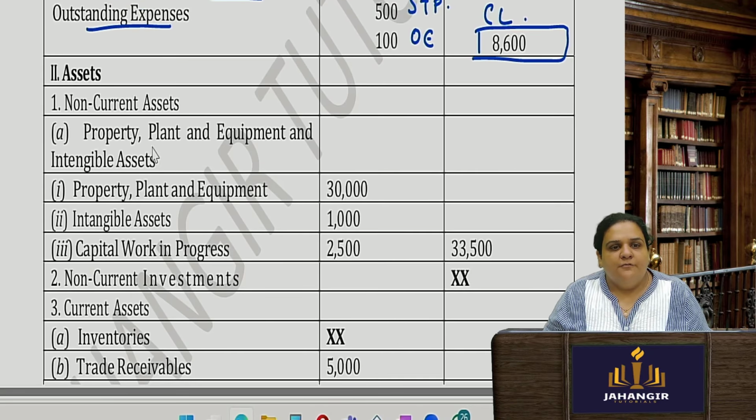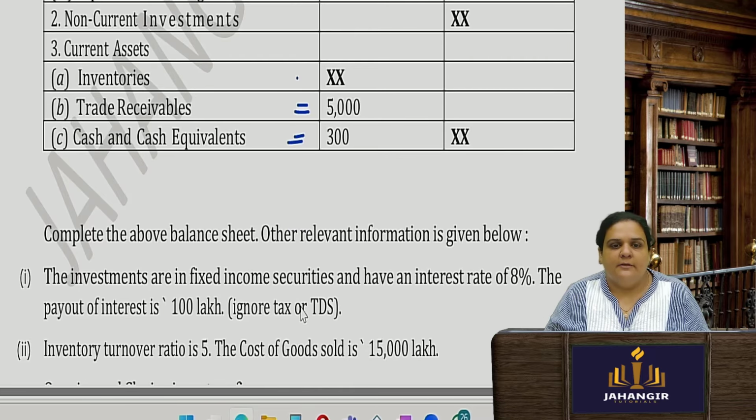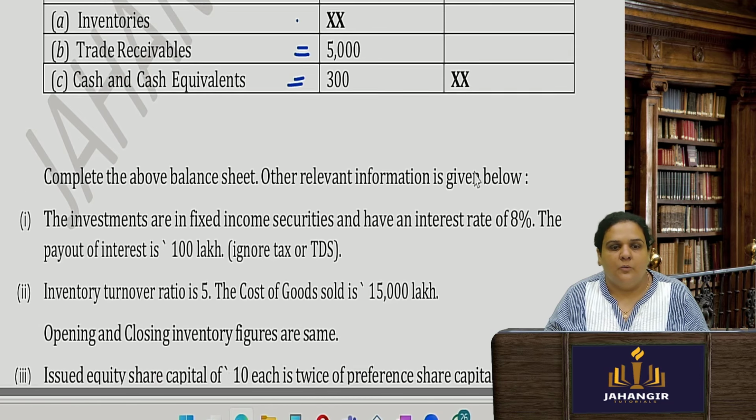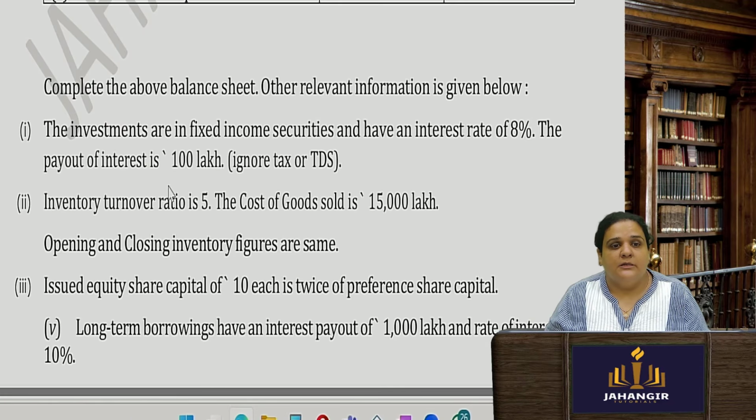Then in case of non-current assets, you have property, plant and equipment 30, intangible assets 1,000 and capital work in progress 2,500. So total is coming to 33,500. Non-current investments they have not given. In current assets, inventories they have not given. Trade receivables, cash and cash equivalent they have given. So now total also we will not know. We have to complete the balance sheet with all these other information.